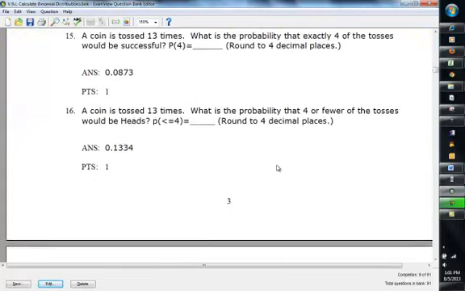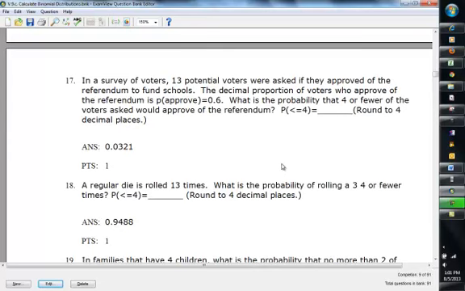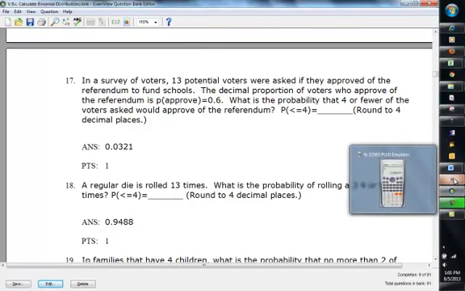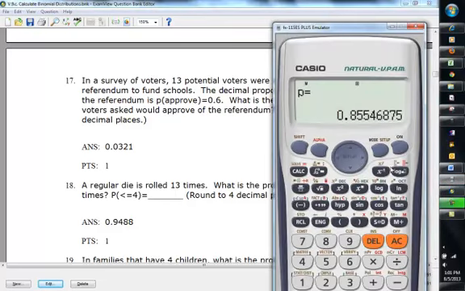Let's do number 17 here. In a survey of voters, 13 potential voters were asked if they approved of a referendum to fund schools. The decimal portion of voters who approve of the referendum is 0.6. What's the probability that 4 or fewer would approve of the project? Since it doesn't say exactly 4, we're going to do the distribution of cumulative, number 1, binomial cumulative.